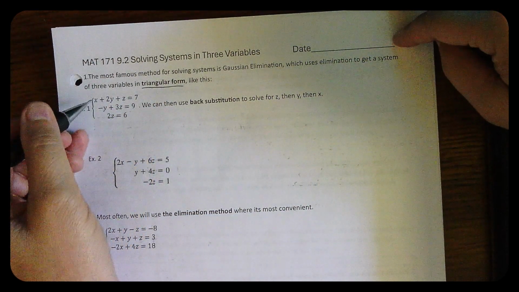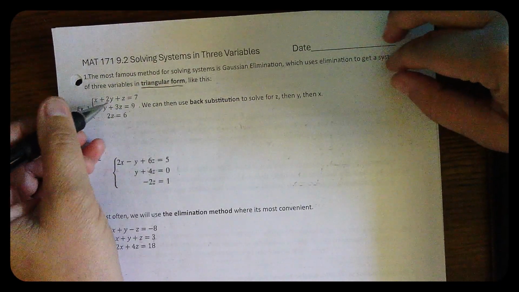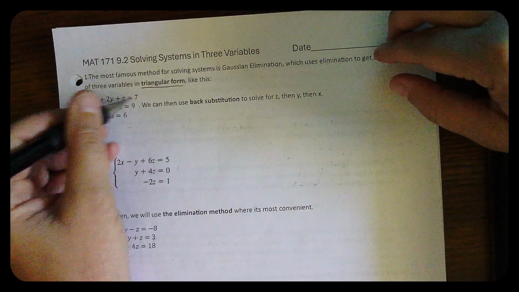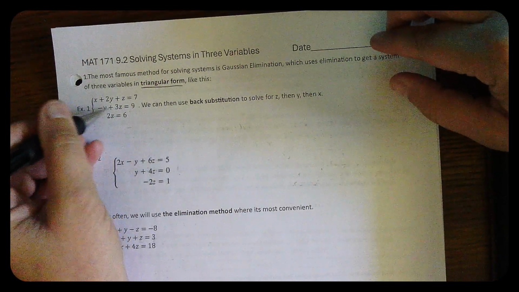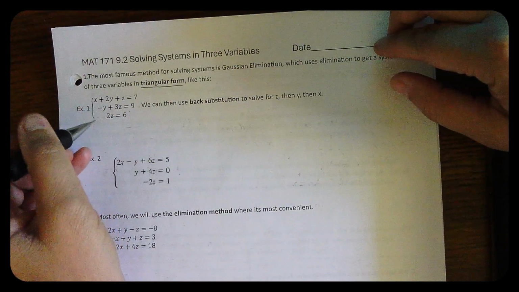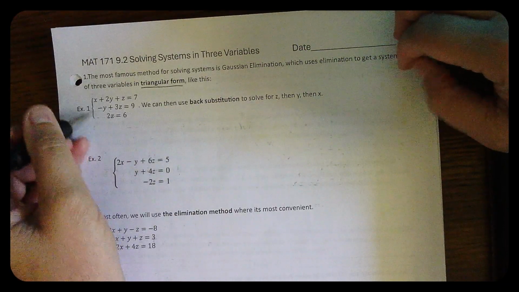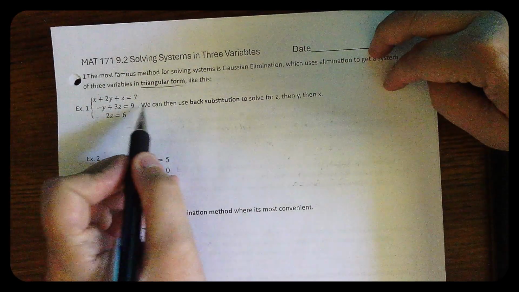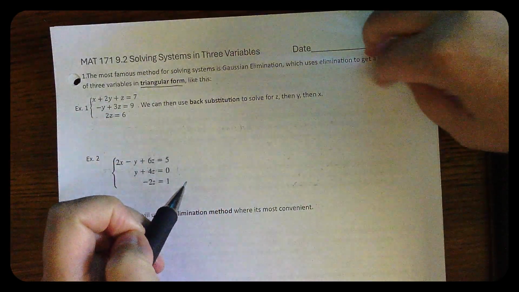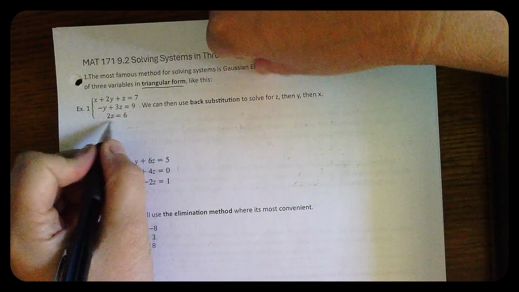So triangular form is when you have a system of three equations in three unknowns, x plus 2y plus z equals 7. So one equation has three unknowns. The second one just has two unknowns, y and z, for example, and the third one has one unknown. So this is the easiest type of system in three variables to solve because we can just use something like back substitution to solve for the equation that just has one variable.